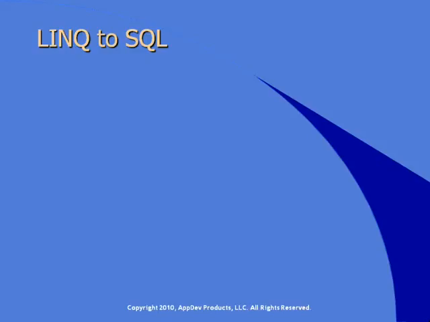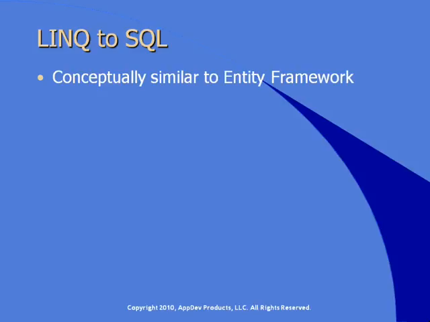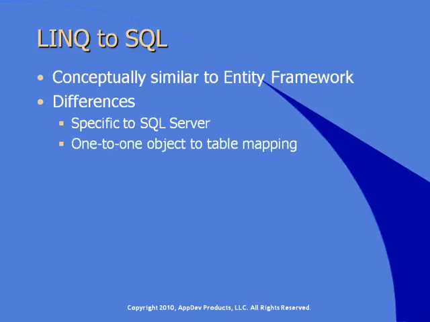Before we start into Entity Framework, let's talk about Link to SQL, because Microsoft has another mapping technology available. Link to SQL generally functions as a model in the same way as Entity Framework. But there are two big differences between the technologies. The first is that, as you might expect from the name, Link to SQL is specific to SQL Server, while Entity Framework is usable with any back-end data store. The other difference is that Link to SQL provides a one-to-one object-to-table mapping, while Entity Framework lets you create objects that may span several tables.